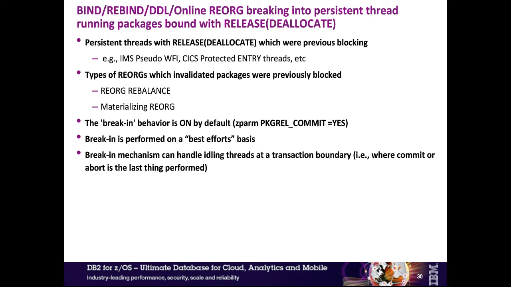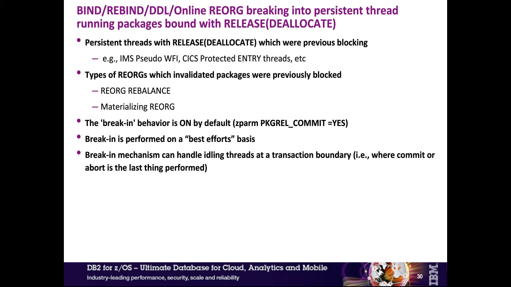On slide 30 here, I'd like to talk about a new autonomic feature which allows bind, rebind, SQL DDL, and online reorg to break into persistent running threads which are running packages bound with release deallocate. And let me start by explaining what the problem is. When you've got persistent threads running packages which are bound with release deallocate, then there will be a persistent shared mode lock on the package.